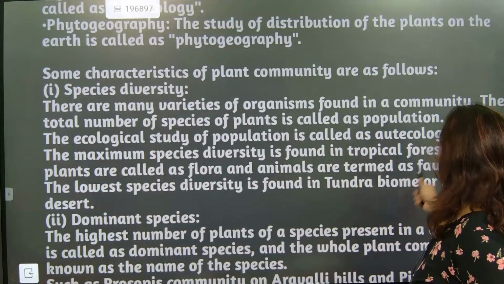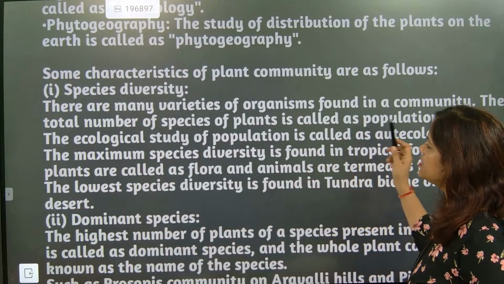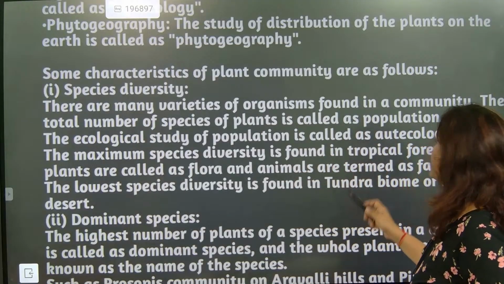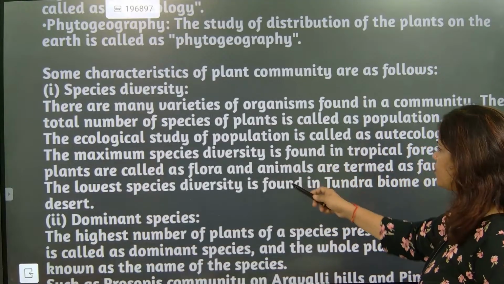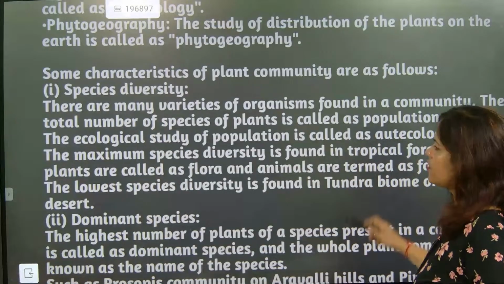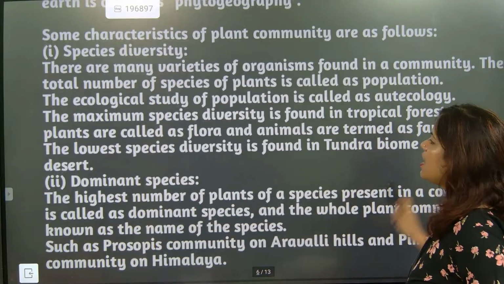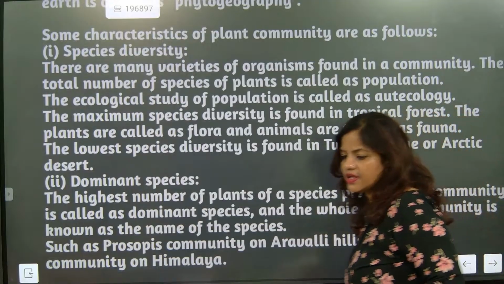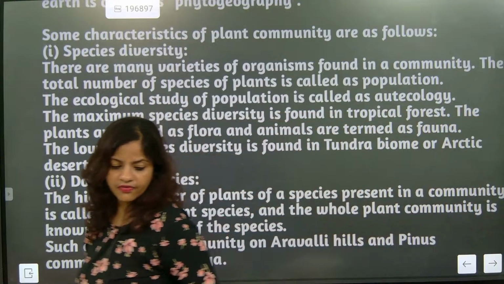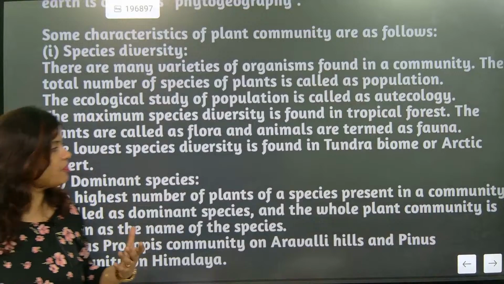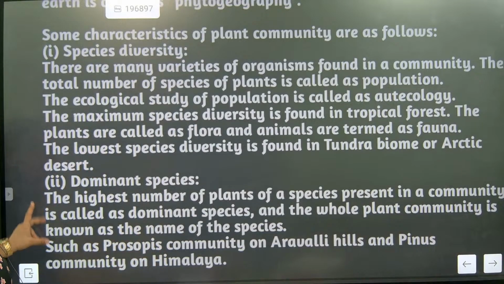Horticulture. Understood now? The maximum species diversity is found in tropical forests. Plants are called flora and animals are termed fauna. The lowest species diversity is in the tundra biome or Arctic desert. Definitely in desert areas we will not see different types of plants. Next is dominant species.